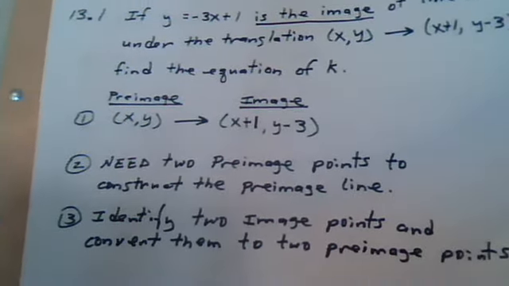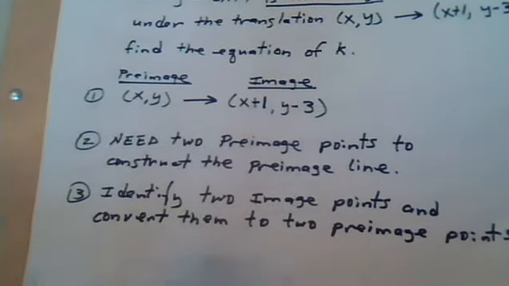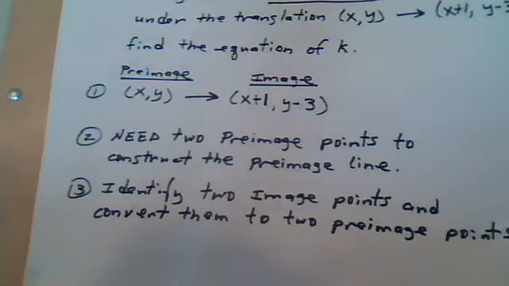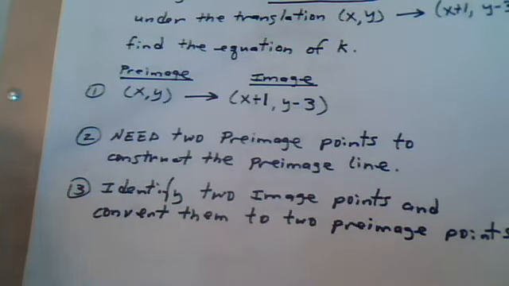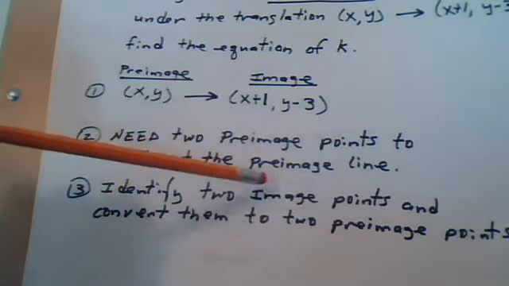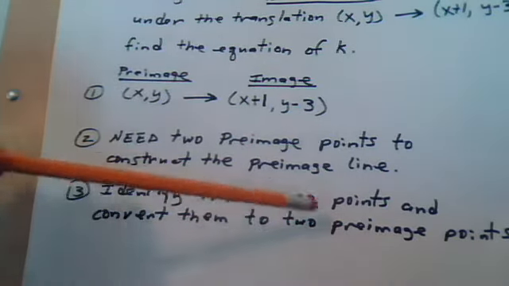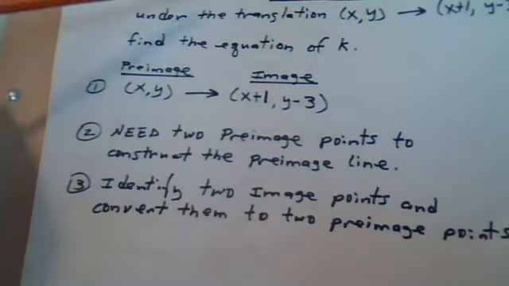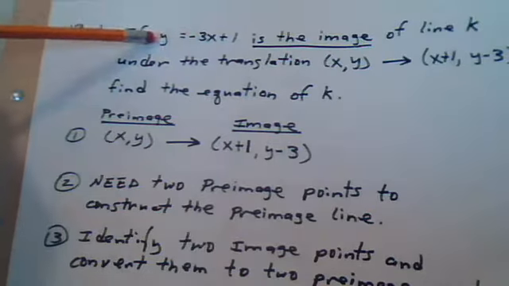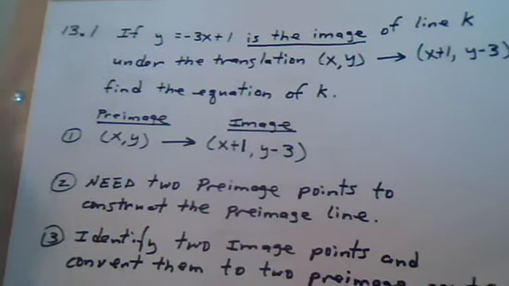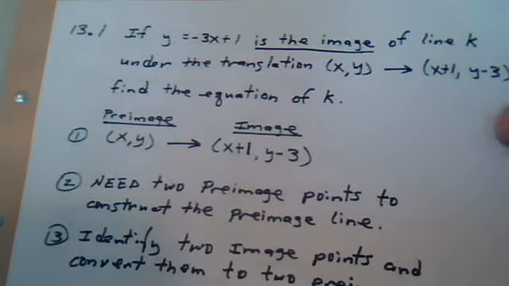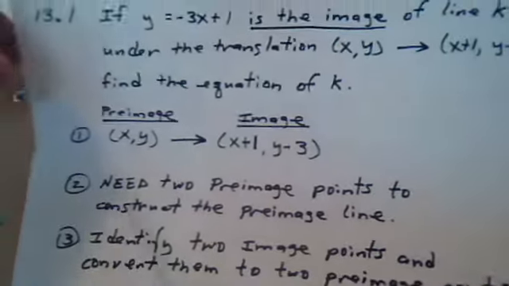What we're going to need are two pre-image points to construct the pre-image line. Once we have the two pre-image points, we construct the pre-image line and we're done. So now identify two image points and convert them to two pre-image points. In other words, find two points on this line, change them into pre-image points, and then use them to construct your line.